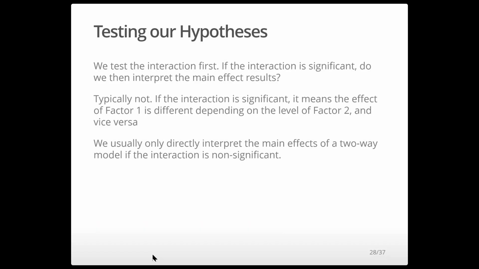And when we test the interaction first and get a significant result, we typically don't then proceed to test the main effects. The reason being, if the interaction is significant, it means the effect of factor 1 is different depending on the level of factor 2 and vice versa. So we really have, in the 2x2 case, 4 different groups as opposed to two sets of 2 different groups. So we only directly interpret the main effects in a two-way model if the interaction is non-significant.